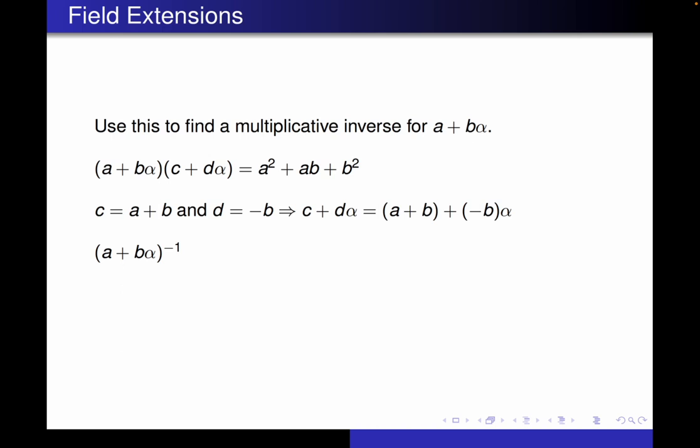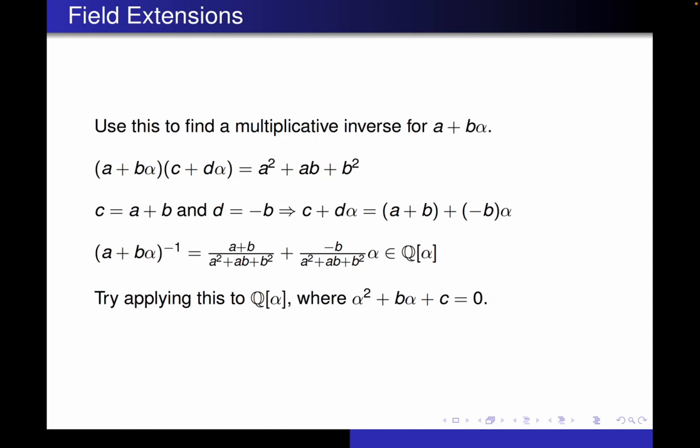So that means if we want to find the multiplicative inverse, now we're going to divide by A squared plus AB plus B squared. And then we end up with A plus B over A squared plus AB plus B squared plus negative B over A squared plus AB plus B squared times alpha. And notice that both of those nasty looking fractions are rational numbers. And so we have a rational number plus another rational number times alpha. That's in Q of alpha, which means that A plus B alpha has a multiplicative inverse in Q of alpha.